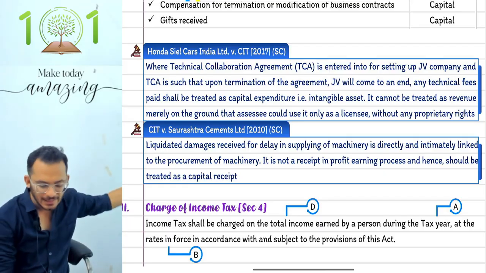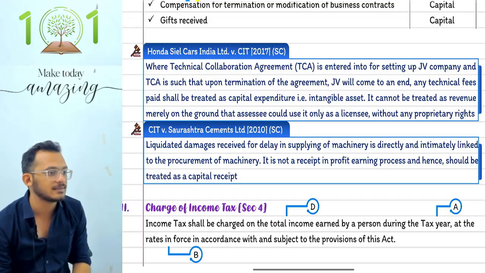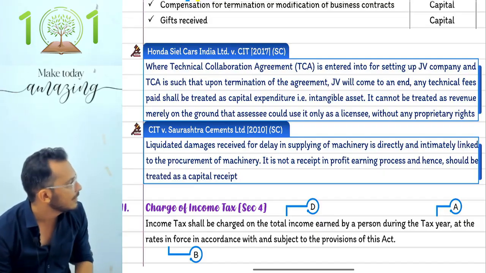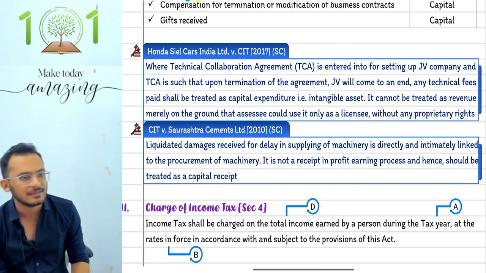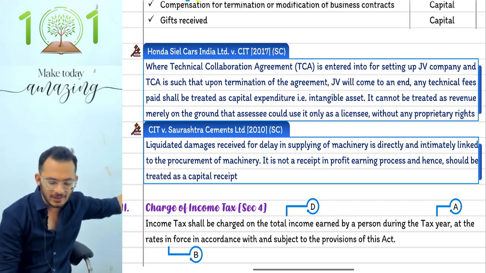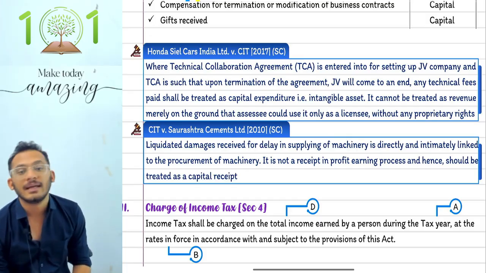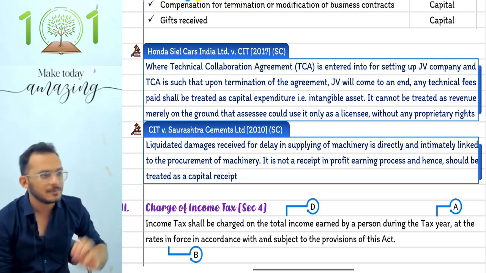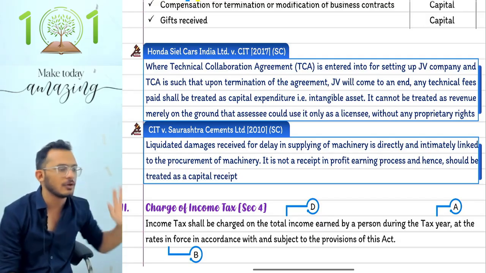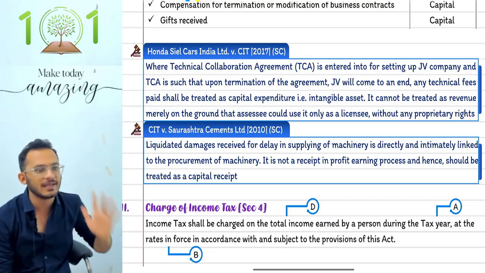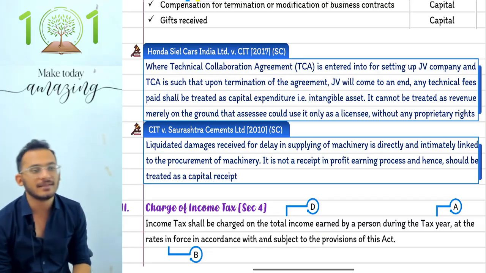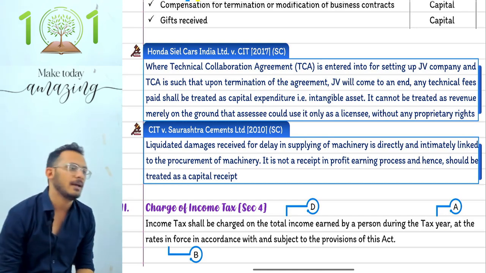in that case, any technical fees paid will be treated as capital expenditure and therefore called an intangible asset. It cannot be treated as revenue expenditure merely on the grounds that it is paid frequently. Just because you paid frequently, it is not going to be called revenue, because your livelihood gets impacted here. That is why this became a capital expenditure. Any doubts on this part?